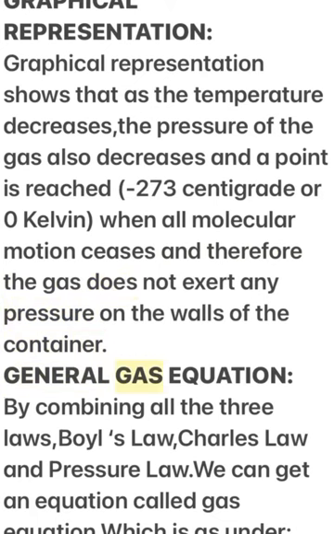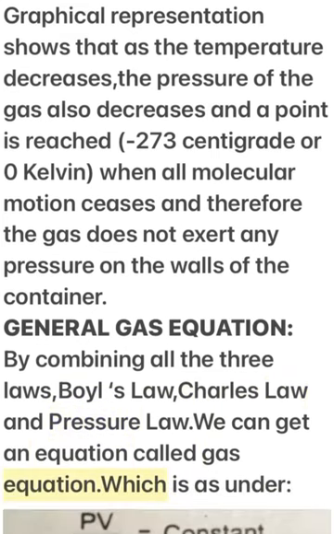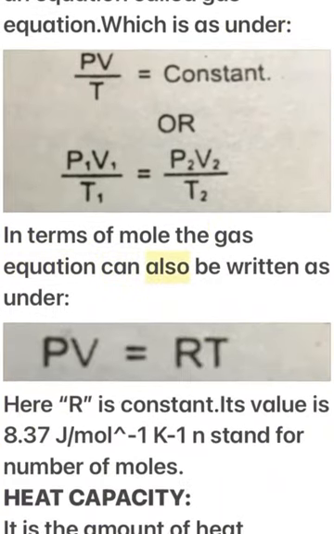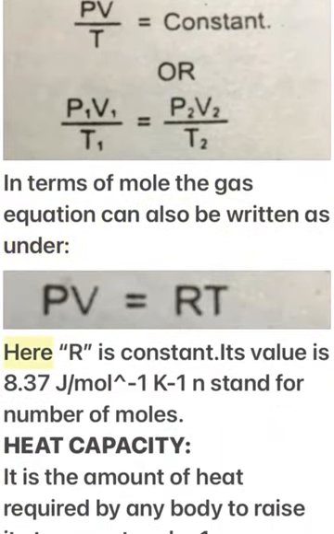General gas equation. By combining all three laws, Boyle's law, Charles' law and pressure law, we can get an equation called the gas equation, which is as under. In terms of moles, the gas equation can also be written as under. Here R is a constant, its value is 8.31 J mole^-1 K^-1, and n stands for number of moles.